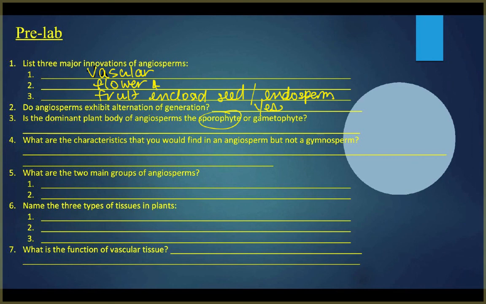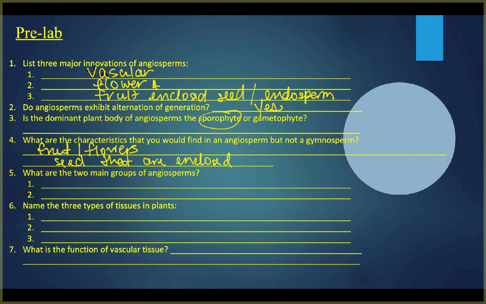Now, what characteristics would you find in an angiosperm but not a gymnosperm? So we would find fruit and flowers in an angiosperm. And we would also find seeds that are enclosed. And they're enclosed within fruit, right? Within an ovary, that's usually a fruit.